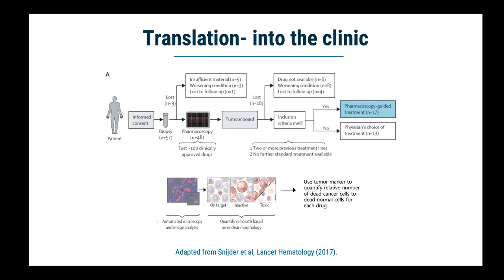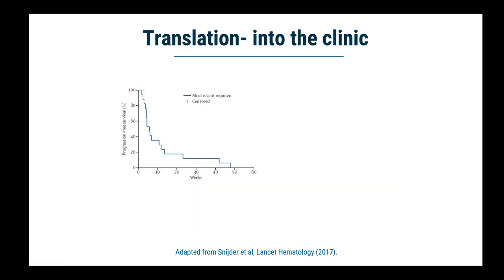And in cases where the doctors had a good idea of what drug the patients might want, the physician chose the treatment, and that was the case for 13 patients. But in the cases where there really weren't other drugs that were obvious to the clinicians which drug to try, they allowed this machine learning guided algorithm to decide which drug the patient should receive.